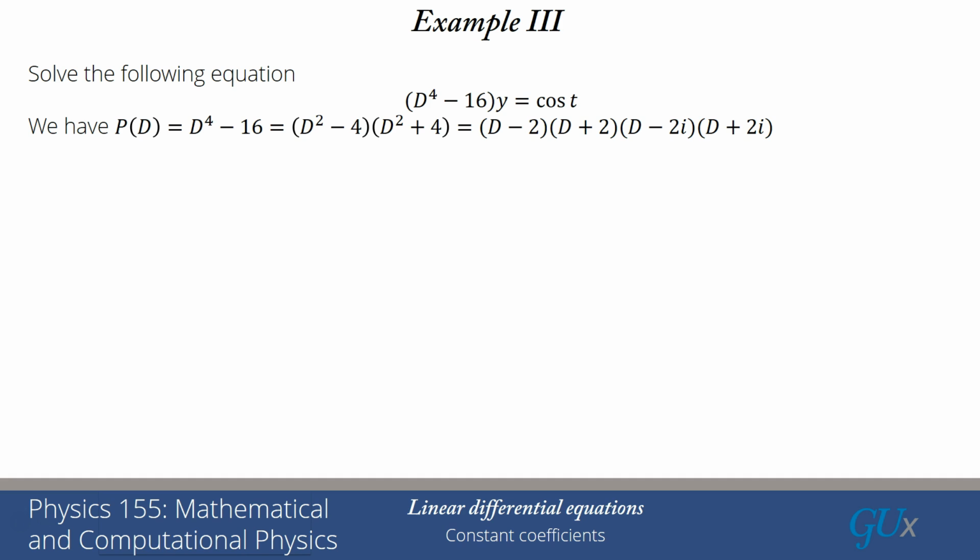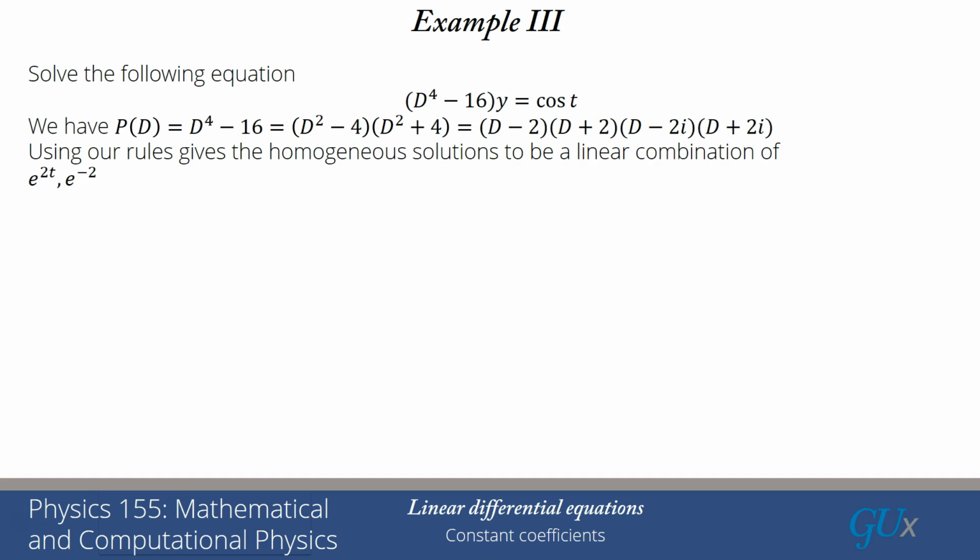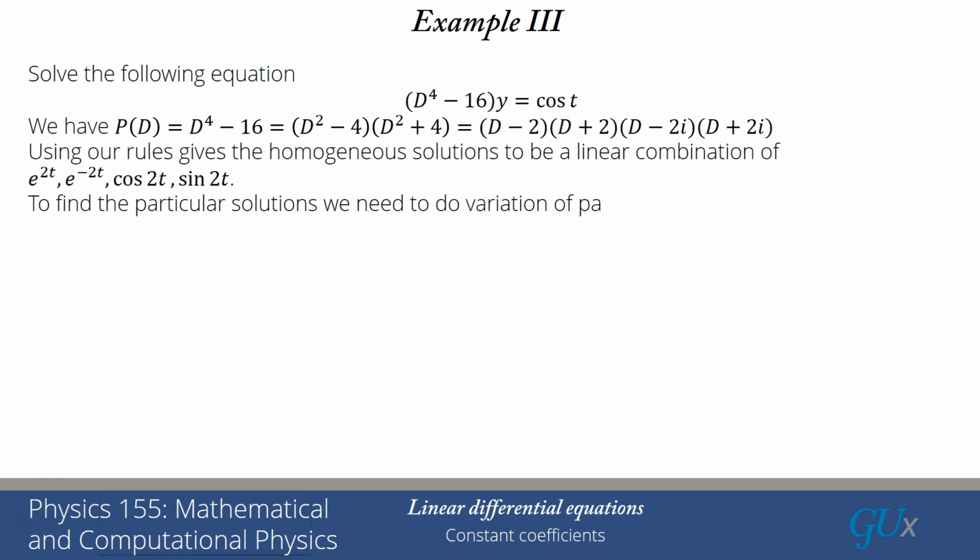And now I can form my homogeneous solutions. There are 4 of them. It's going to be e to the 2t, e to the minus 2t, cosine 2t, and sine 2t. And those are the 4 independent solutions that we're going to be using for the homogeneous equation. To solve the inhomogeneous equation, we've got to find a particular solution. And so I'm going to show you how we do variation of parameters.